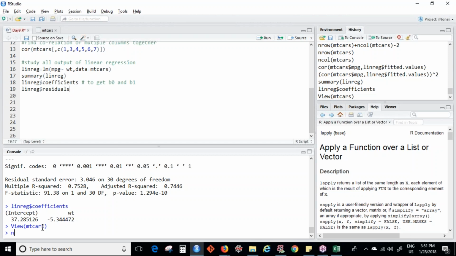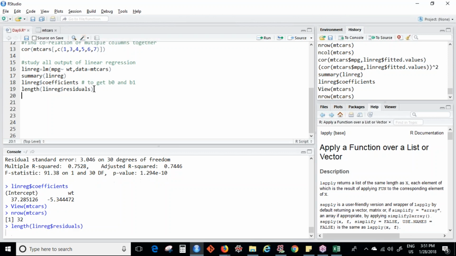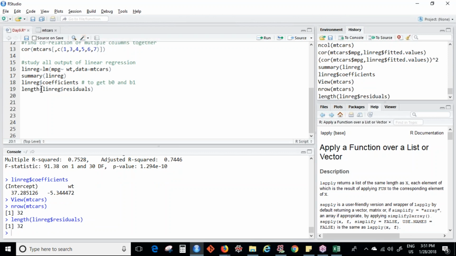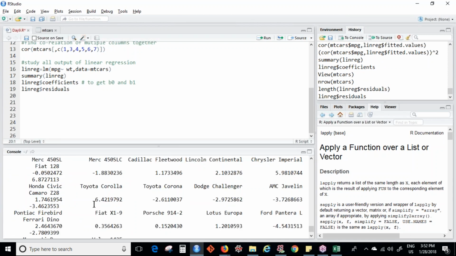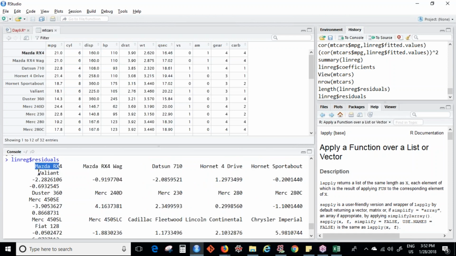So how many rows do we have? If we write nrow of mtcars, I have 32 rows. That means I should have 32 errors. So if I take the length of this, it should be 32. Some of the errors may be 0. Most of them will not be 0. Some may be 0 also. So see, the length is 32. So this is the error corresponding to each point. Okay, if I run this, I will get these errors, and each row has a name to it, right? So Mazda RX4. So what is the error in prediction of Mazda RX4? It is this first quantity.